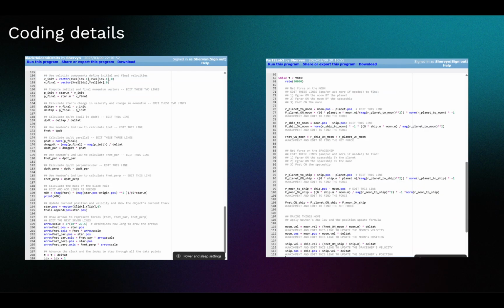This is the coding details. On the left for part 1, we were given our initial velocity, so we had to find each of our forces from change in velocity over change in time. For part 2, we were given the masses of everything, and we had to find the distances by subtracting our positions from the origin positions. For example, the moon's position minus the planet's position, or the ship's position minus the planet's position. After that, we used the velocity update formulas using the net force we found, and then we used the position update formulas using the updated velocities.